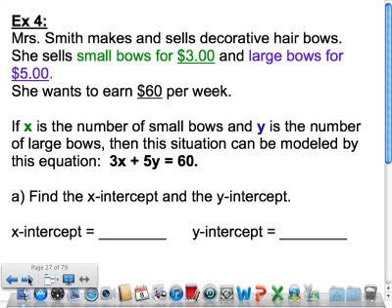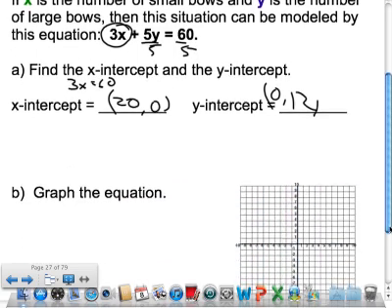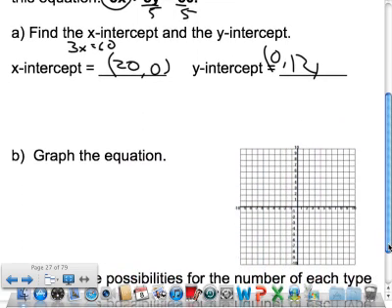Okay, x-intercept, plug in 0 for y. So we have 3x. The 5 times 0 is going to go away, so 3x equals 60. So the x-intercept is 20. The y-intercept, plug in 0 for x. 3 times 0 is 0. So you get 5y equals 60. Divide both sides by 5. The y-intercept is 12. So really it should be (20, 0) and (0, 12) are the two points, your two intercepts. It says graph the equation.